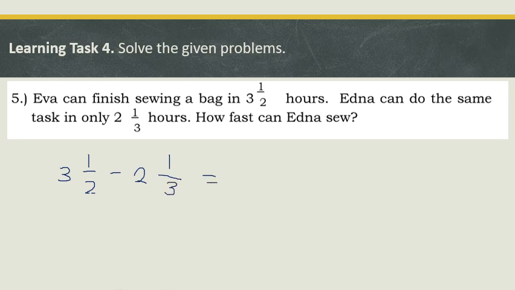Since ang 1/2 and 1/3 ay dissimilar fraction, hahanapin nyo pa yung kanilang LCD. Ang LCD po ng 2 at 3 ay 6. Kaya ang 1/2 ay magiging 3/6. Ang 1/3 ay magiging 2/6. Pag minus natin yan, ang 3 minus 2 na whole number ay 1. 3 minus 2 na numerator is 1. Kopyahin natin ang denominator. So, 1 and 1/6. Mas mabilis ng 1 and 1/6 hour si Edna kaysa kay Eva.